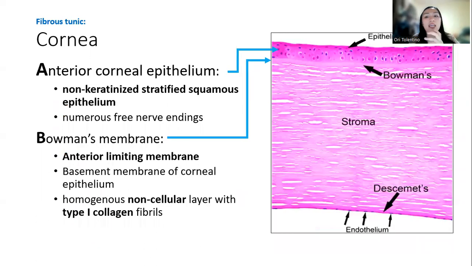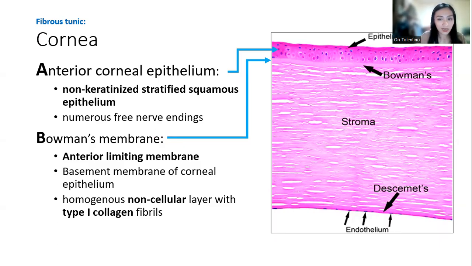Okay. A, anterior corneal epithelium, most anterior and faces the environment. It's made up of non-keratinized stratified squamous epithelium with many nerve endings. Okay, remember this? What is it made of? I might ask this in the exam. Okay. Non-keratinized stratified squamous epithelium with many nerve endings. This is why we feel pain when we touch the anterior part of the eye, okay?